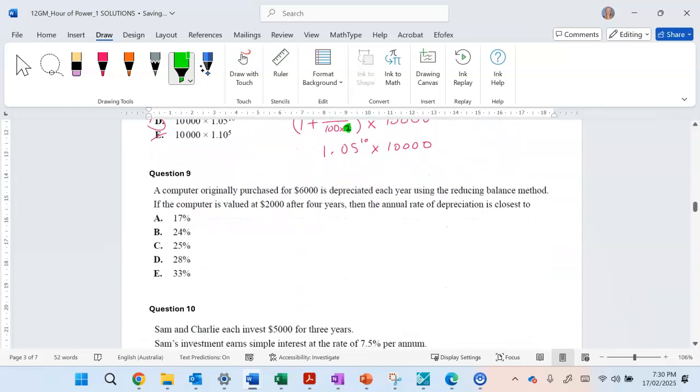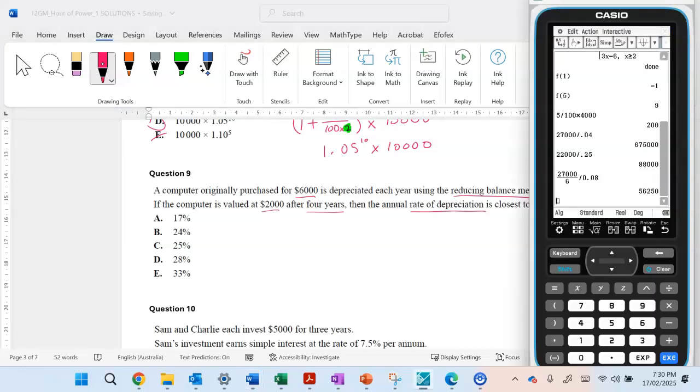All right, question 9. A computer originally purchased for $6,000 is depreciated each year using the reducing balance method. So that's an example of geometric decay. If the computer is valued at $2,000 after 4 years, then the annual rate of depreciation is closest to... So you can actually do this on Financial Solver. I think I might need to open up a file, so I'll just quickly pause.